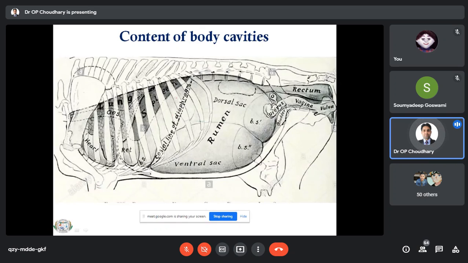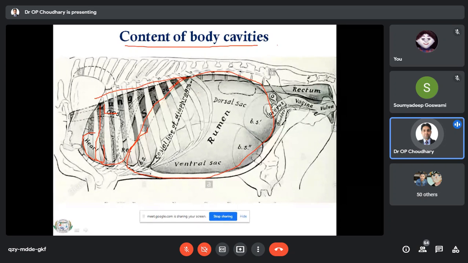Then you can see here the contents of the body cavity. This is the thoracic cavity. In the thoracic cavity there are the lungs and the heart, and this whole is the abdominal cavity. In the abdominal cavity you will find major organs of the digestive system: part of the esophagus, then the stomach, that is rumen, reticulum, omasum, abomasum. Then there will be the intestine.